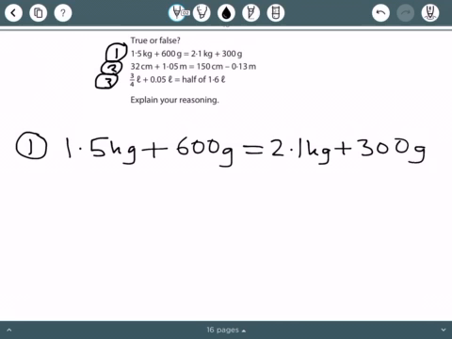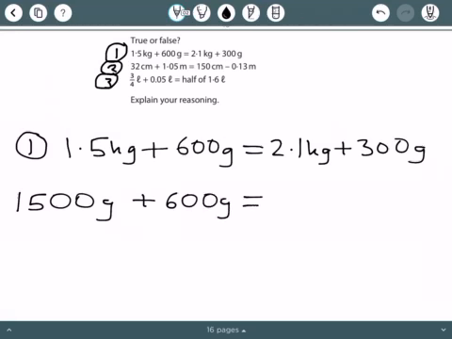Let's change 1.5 kilograms into grams. So that's 1,500 grams added to 600 grams. And they're saying that is equal to 2.1 kilograms add 300 grams. Well, 2 kilograms is 2,000 grams. And 0.1, a tenth of a kilogram, is 100 grams. So 2,100 grams added to 300 grams.